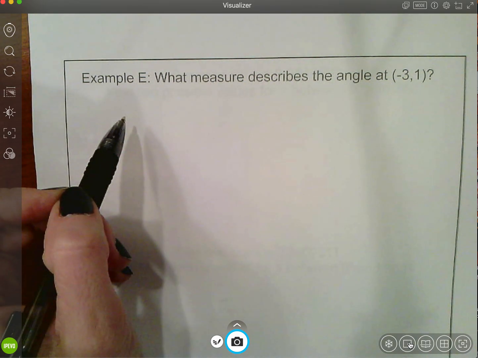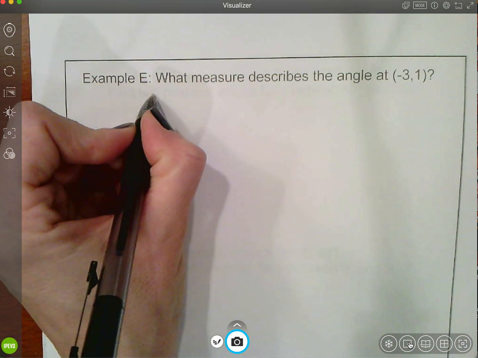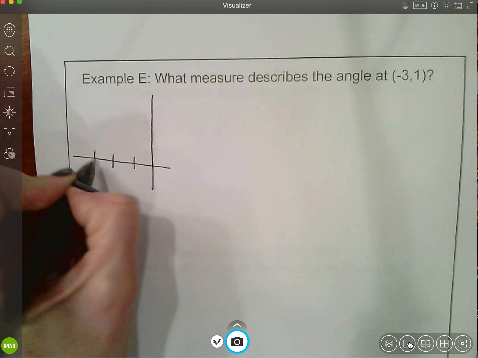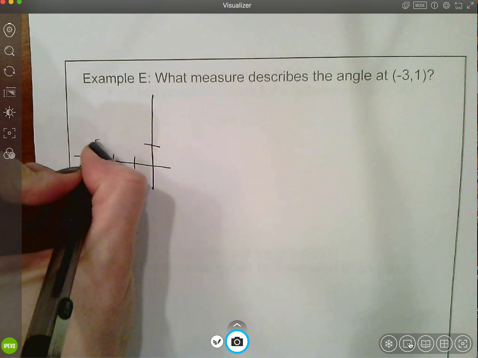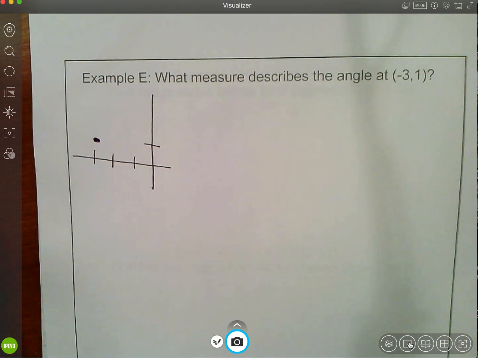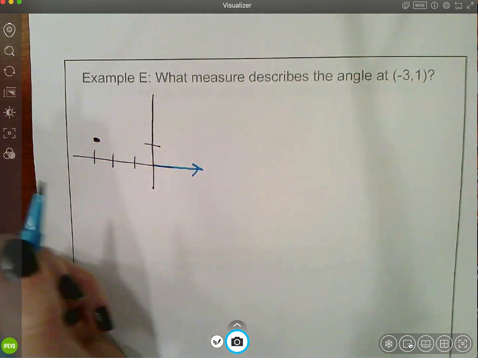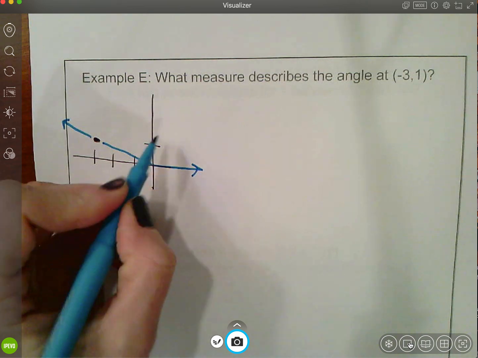All right. So this one says, what measure describes the angle at -3,1? Well, -3,1 is going to be up in quadrant 2, 3 to the left and 1 up. There's the point, -3,1. Remember what's happening here is your angle starts on that initial side, and then the terminal side will go through here.